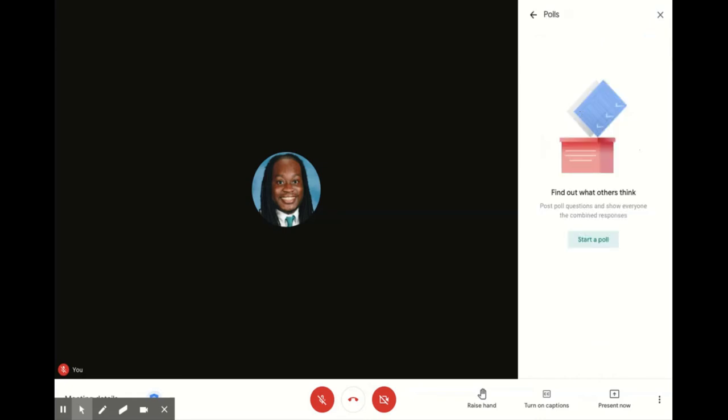The second option is the polls feature. Polls are an effective way to provide students with a warm-up question virtually, a closer question, or to ask students questions to gauge their understanding of the instruction that you're delivering during your Google Meet session. There's an option for you to provide students with the different answer choices so that students have immediate feedback on the information that you have presented to them.